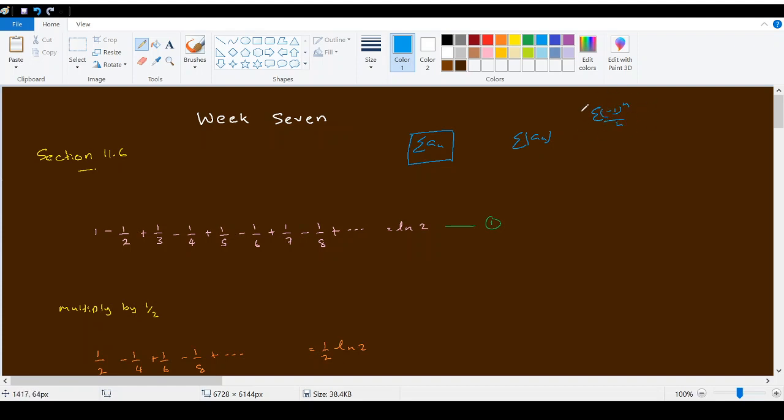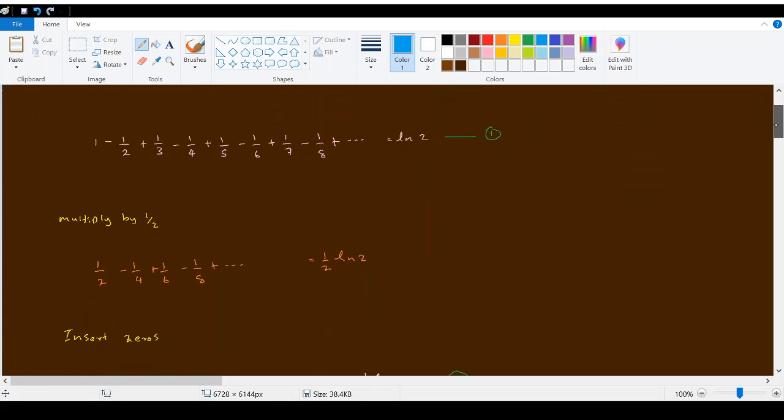So this, along with these negatives, will converge by the alternating series test, but when you take the absolute value, it will be just the harmonic series which diverges. So these are called conditionally convergent series, right? Now let's take this one.